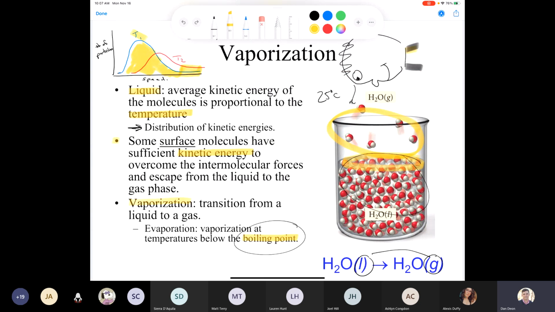Does that make sense? You also ask, why does all the water escape eventually and not just the fast particles? Because you're always going to have some of the water that possesses enough kinetic energy to overcome the intermolecular forces. You'll always have a small subset in here that has enough kinetic energy to escape into the gaseous phase.